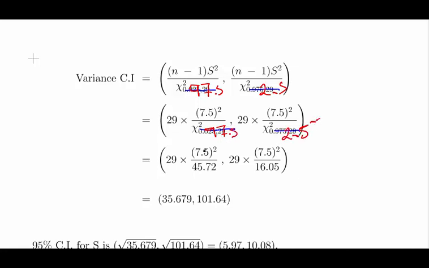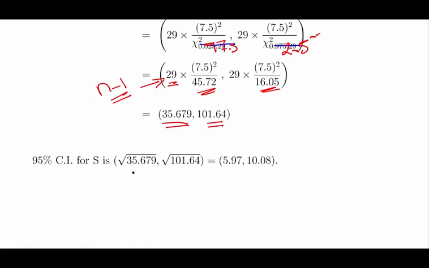Essentially what we do is just put in our numbers. 29 times, that's n minus 1, S squared which is 7.5 squared, over the chi squared for the 97.5 percentile, which is 45.72. Likewise over here, 29 times 7.5 squared over 16.05. When we work that out, we get 35.68 essentially, and 101.64. The answer really is about the 95% confidence interval for the standard deviation, so you take the square root of those. We get 5.95 to 10.08.